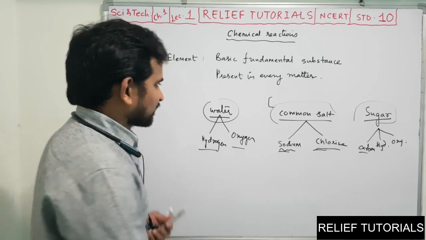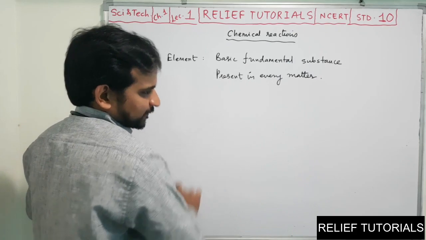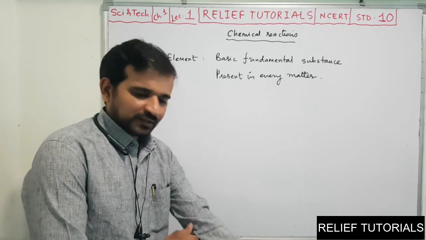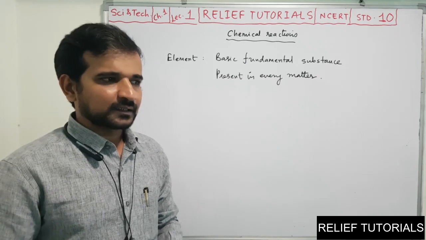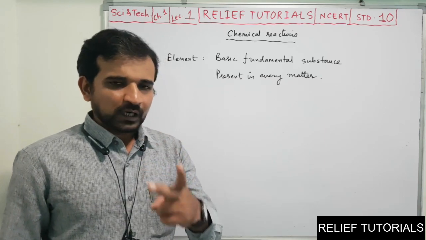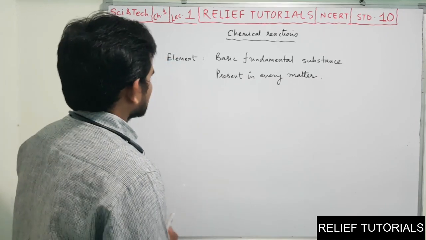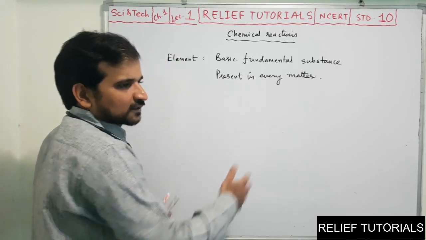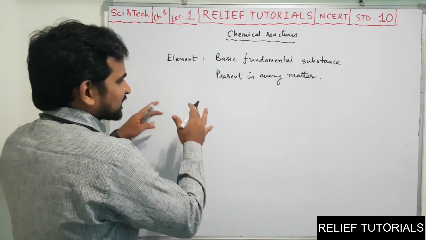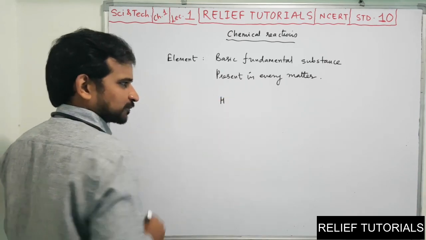I think you know that there are 118 elements discovered up to today. Most of the elements are in solid state, some are in gaseous state, and only two are in liquid state, mercury and bromine. I think we have already learned these things in 9th standard. This is element. Every element is symbolically represented. For example, hydrogen is symbolically represented by H.